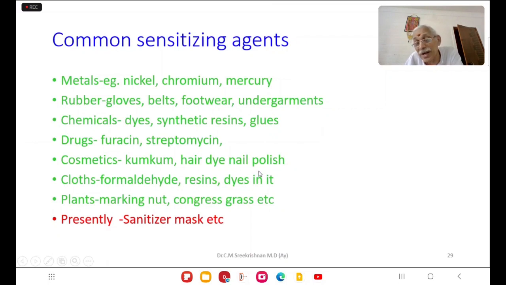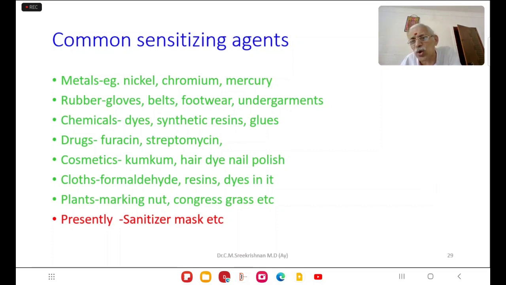It is put in the process of preparing clothes. That is the cause. Nobody can see the dark colored dress. Dark green, dark red, dark colors are causing this allergy because they contain so much resin, dyes, and formaldehyde. Because everybody likes the dark color.